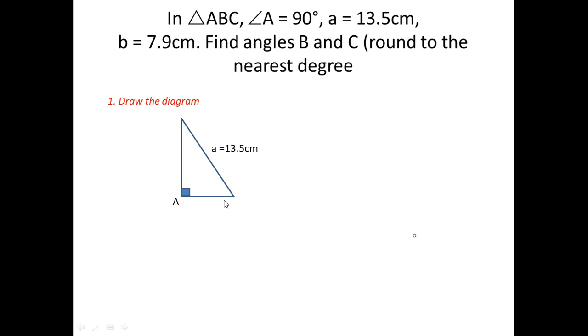And we need to find angle B and C. Now, whether we have B here or C here, it doesn't matter because it is all relative to the different angles. I'm going to arbitrarily put this as B, and that would make this side little b. Little b is 7.9 centimeters, so we've labeled it there. And that means by default, this is going to be angle C.